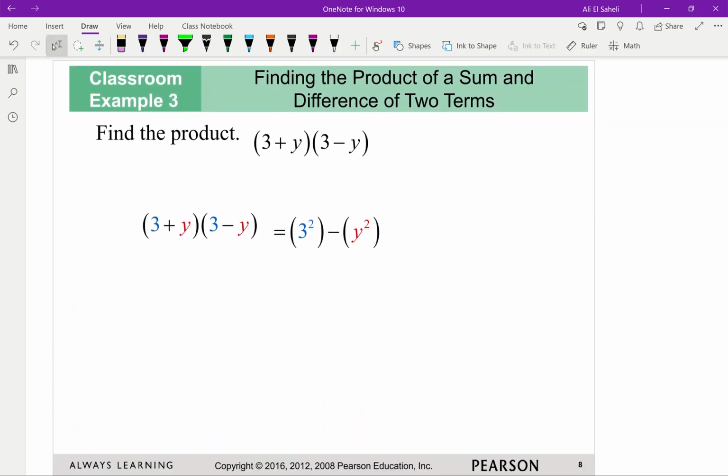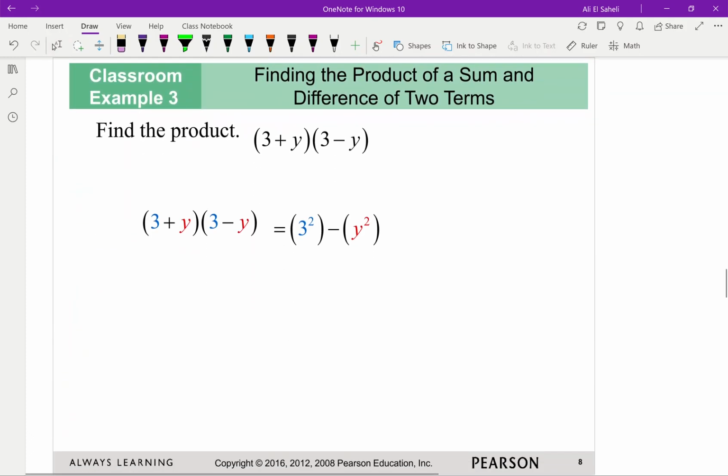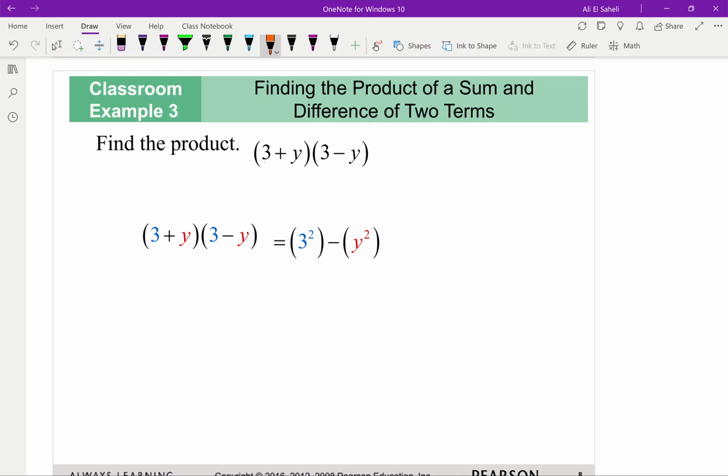So this way we don't have to carry out this multiplication here. We know it right away. So this is again same terms. Okay, one of them has a plus, one of them has a minus. So we know right away this is 3 squared minus y squared, which is 9 minus y squared.